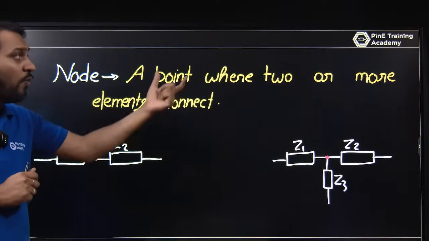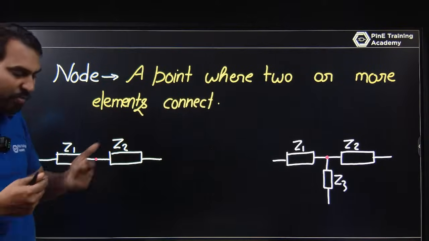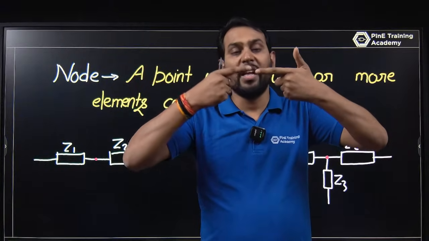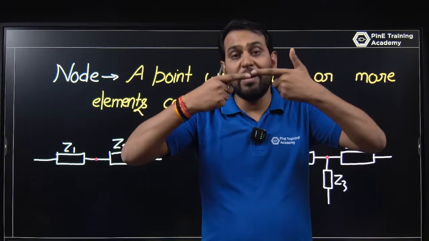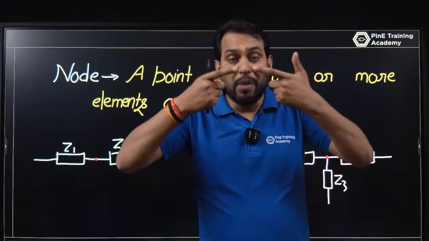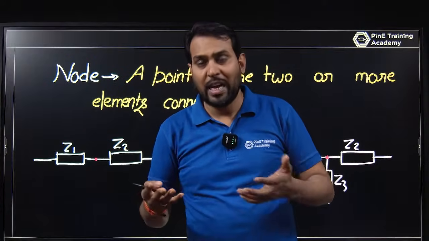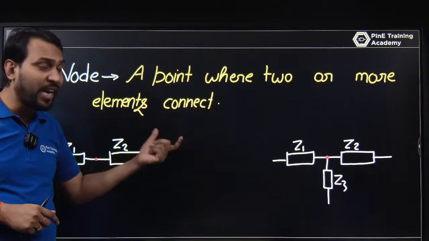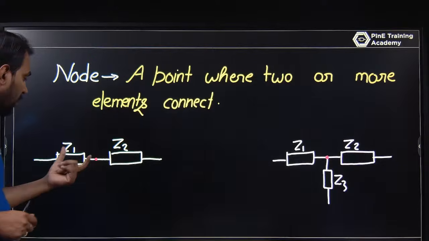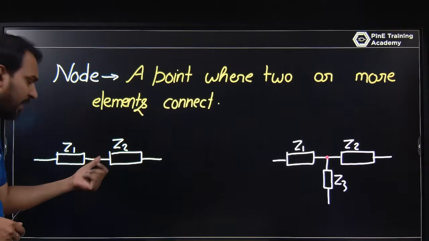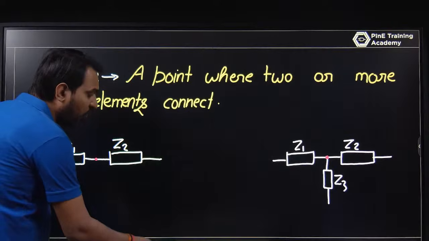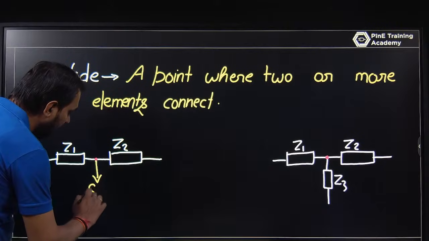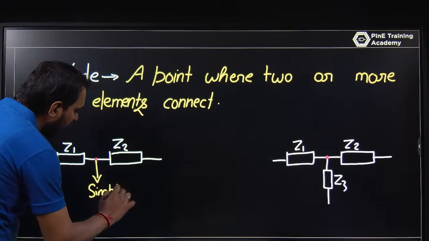A point where two or more elements are connected. I am just saying that you have two elements, this is one element, this is one element, and you are connecting this point where the two elements are connected, that is called a node. It may be two, it may be more than two. That's why I am saying that a point where two or more than two elements are connected is called a node. I am connecting Z1 and Z2 at the point, that is called a node. And if 2 elements are connected at the point, that is called a simple node.